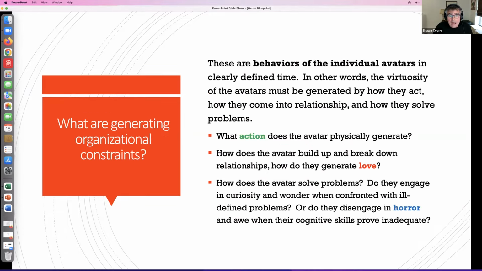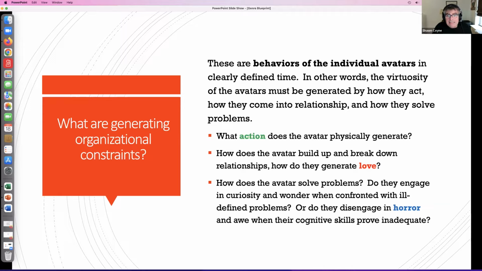Okay, now what about the generating organizational constraints? These are the behaviors of the individual avatars in clearly defined time. So the virtuosity of the avatars must be generated by how they act, how they come into relationship, and how they solve problems. So what action does the avatar physically generate? That's the action genre. What do they actualize physically? What do they do? That's really important, right? We've got to see their behavior on the page.